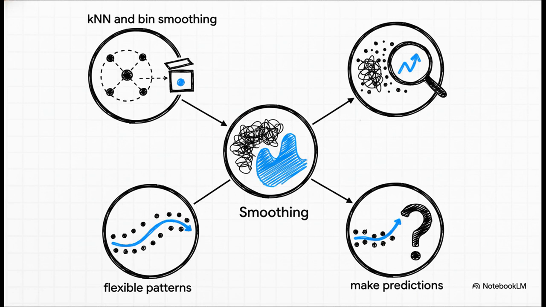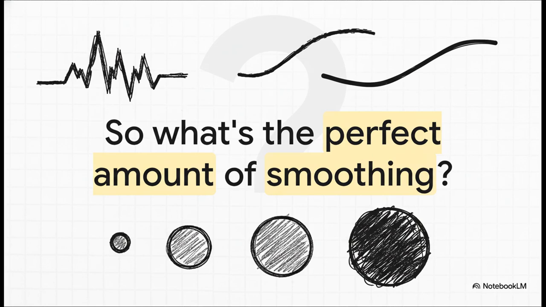Think about it. That simple bin smoother we started with, that's basically the idea behind a popular algorithm called k-nearest neighbors, or KNN. By cleaning up the noise, these techniques let models see the true relationship between variables, learn flexible patterns, and ultimately make way more accurate predictions. Which, of course, leaves us with one final fascinating question.